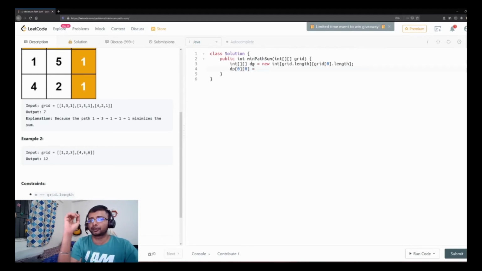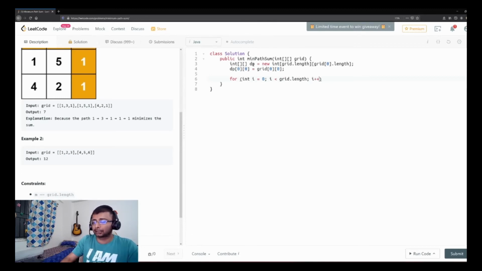Okay, so the first base case is the zeroth row, zeroth column. We just blindly copy the value from the grid itself. We do nothing else, and then we start iterating over the grid array. Again, I am not going to speak through this iteration part, but you know what I am doing here. We are just traversing the array. It's regular array traversal logic that I'm writing here.